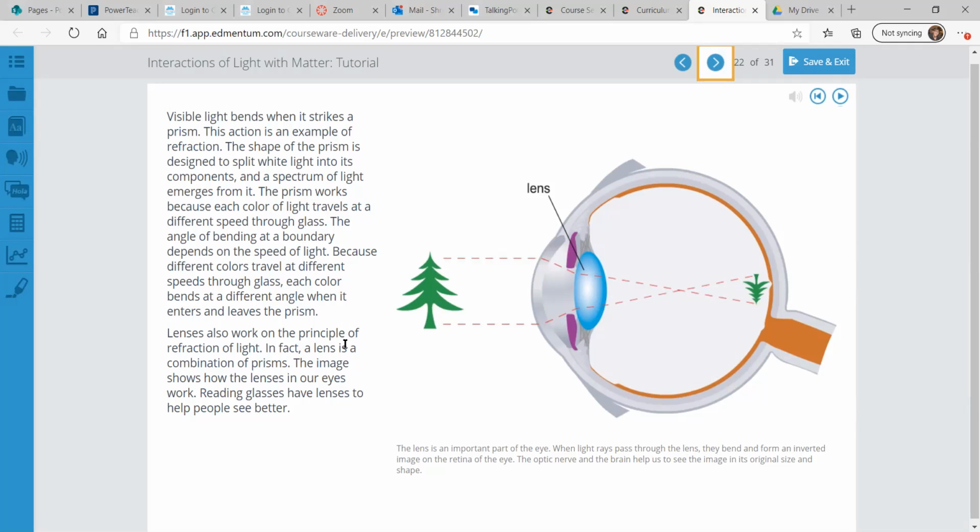Lenses also work on the principle of refraction of light. In fact, a lens is a combination of prisms. If you look at the image, it shows how the lenses in our eyes work. Reading glasses also have lenses to help people see better. So when light rays pass through the lens, they bend and form an inverted shape, or upside down, on the retina of the eye. Then the optic nerve and the brain help us to see the image in its original size and shape.